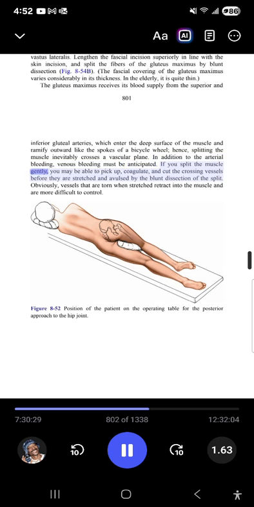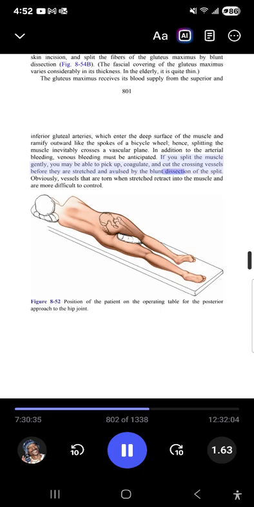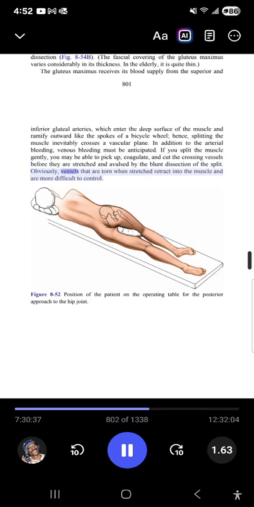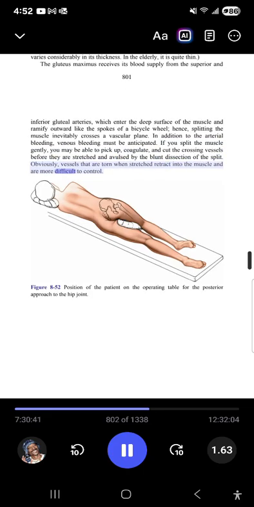If you split the muscle gently, you may be able to pick up, coagulate, and cut the crossing vessels before they are stretched and avulsed by the blunt dissection of the split. Obviously, vessels that are torn when stretched retract into the muscle and are more difficult to control.